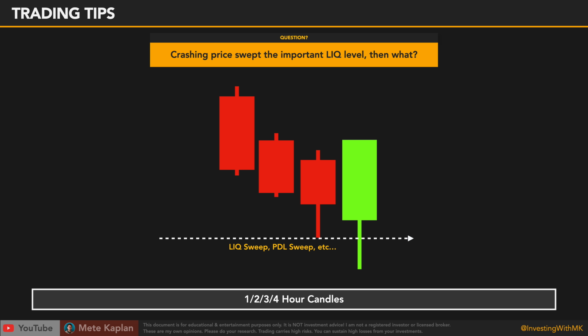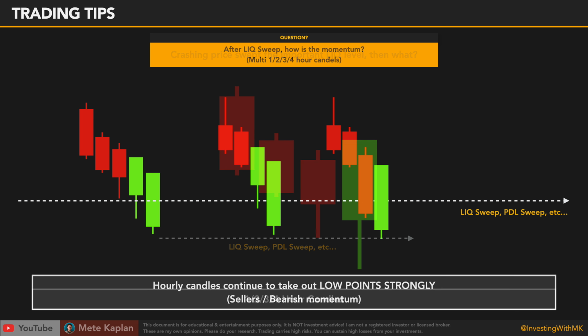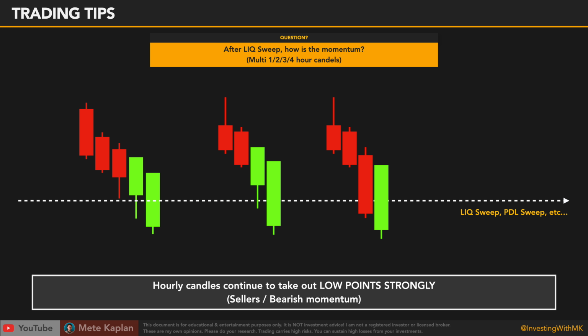Imagine this is the 1-hour chart with 1-hour candlesticks. Price sweeps the important liquidity level. Then what will happen? How can we read this price action? How can we trade this? What you see here is 1, 2, 3, or 4-hour time frames together, basically mostly hourly candlesticks. Since we are day traders, hourly candles are really important.